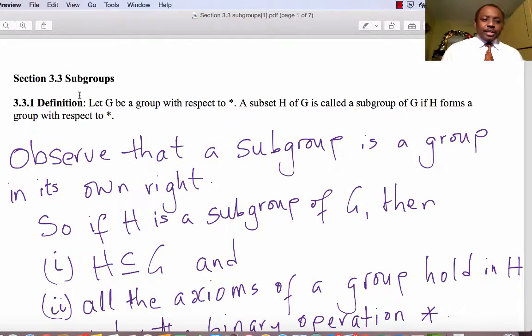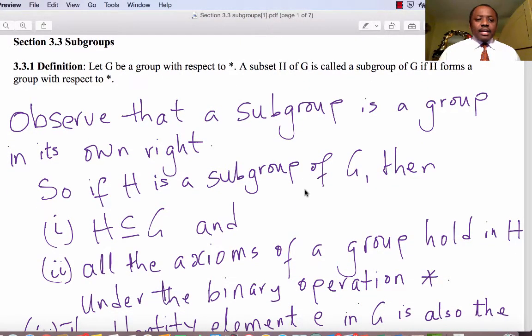Section 3.3 Subgroups. Definition. Let G be a group with respect to the binary operation star. We say that the subset of G, H, is a subgroup of G if H forms a group with respect to the same binary operation star. There are a couple of things in this definition that I want to point out very quickly.